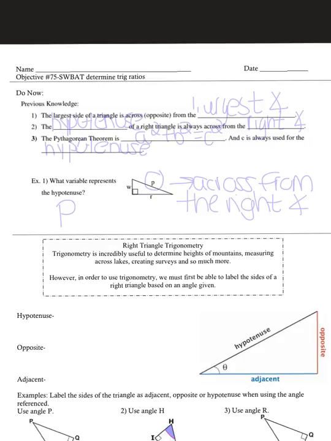All right, so now at the bottom here, it says right triangle trig. So trigonometry is incredibly useful to determine heights of mountains, things like that. In order to use trigonometry, we must first be able to label the sides of a right triangle. Now, you must know that this only works for right triangles. So the hypotenuse, otherwise known as h. This is always the longest side. And again, like we said before, it is across from the right angle.